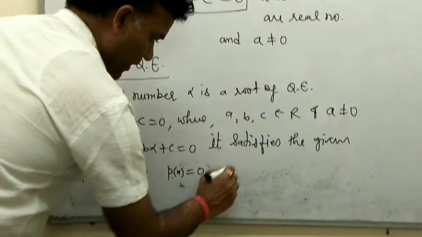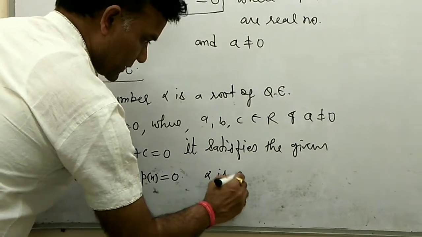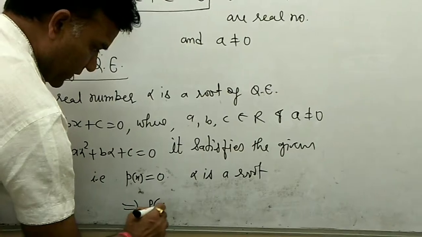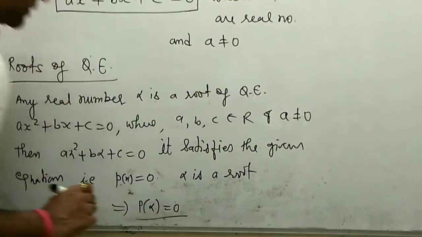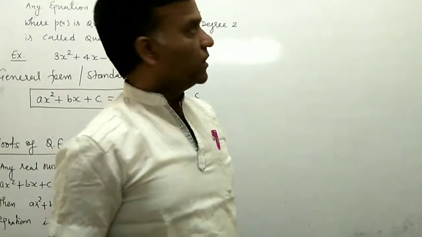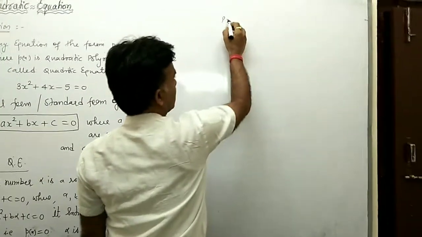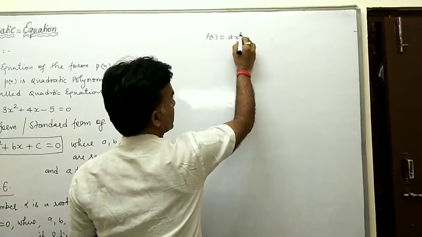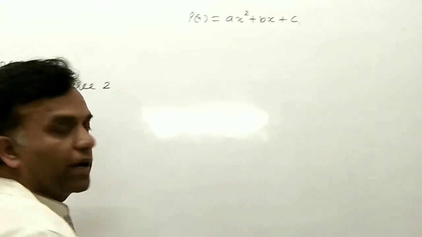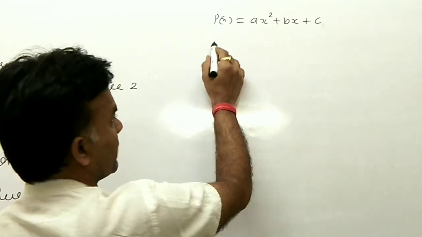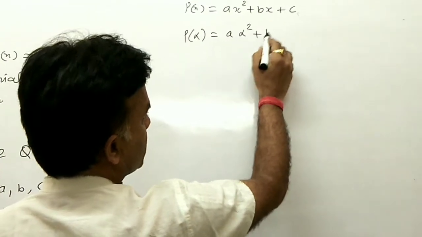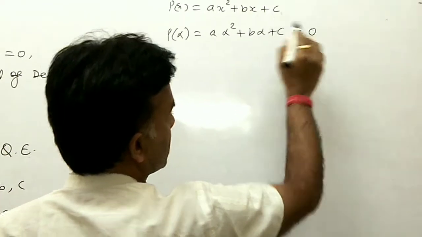If alpha is a root, then p of alpha is also equal to 0. Okay, so now if any value is taken as a root, here we consider p of x as the polynomial ax square plus bx plus c. It is a quadratic polynomial. And now you substitute alpha into p. After putting alpha, you have a alpha square plus b alpha plus c, and then it is 0.